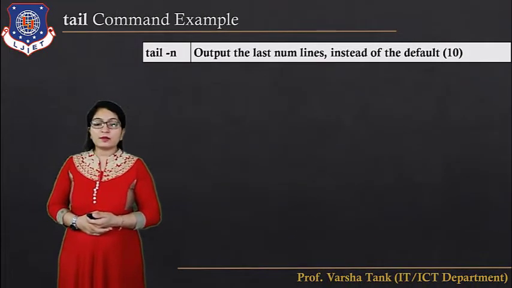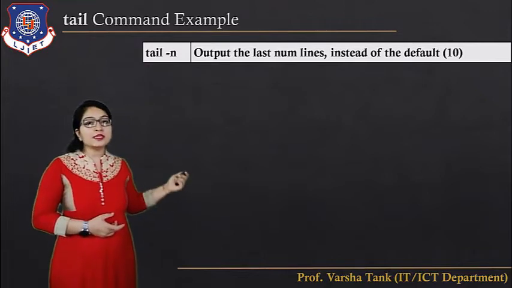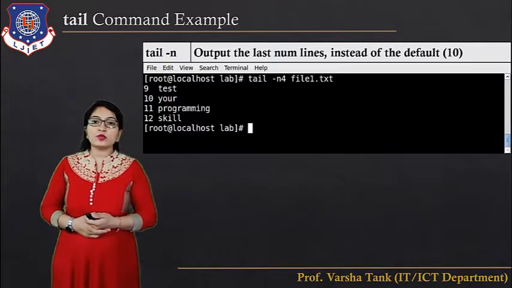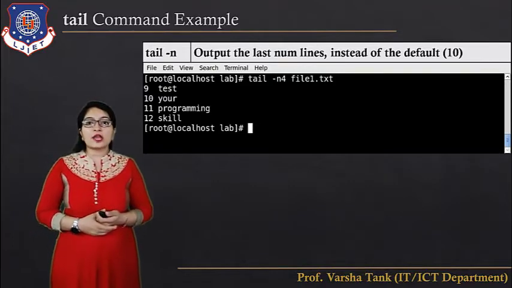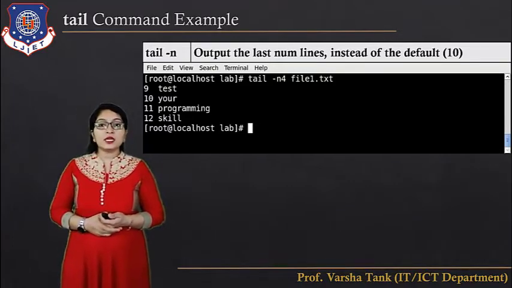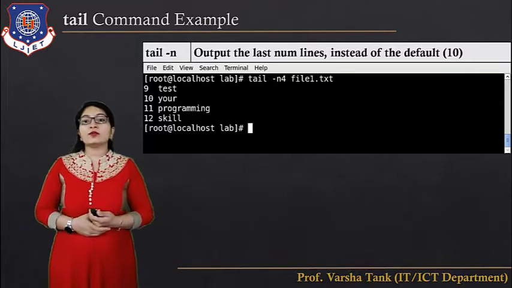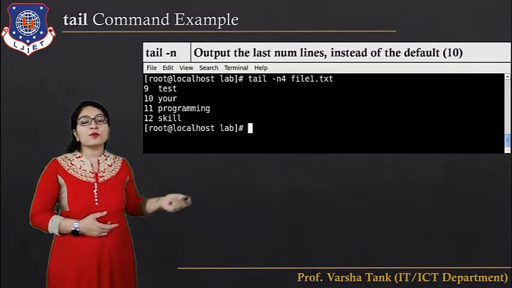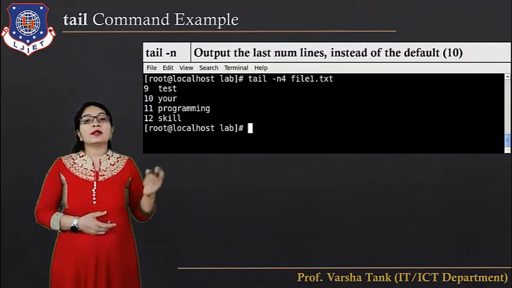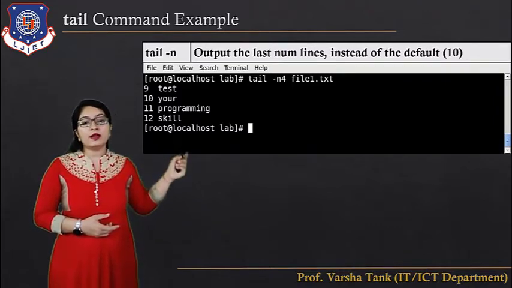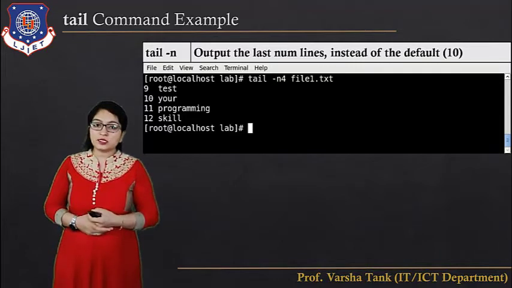Tail -n means to display a specific number of lines. Here we have used tail -n 4 file.txt, so the last 4 lines will be displayed. So "test your programming skill" will be displayed using the tail command. But if you use the head command, it will display "hi Linux, good morning".